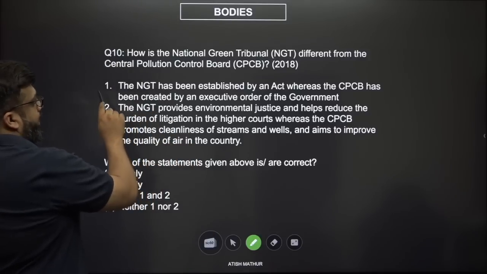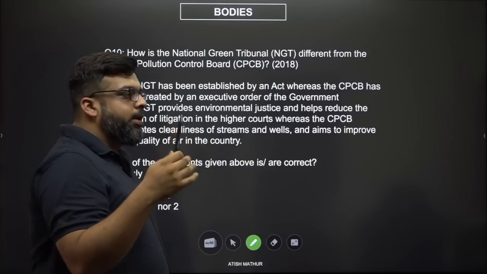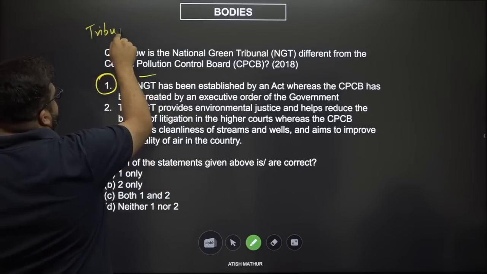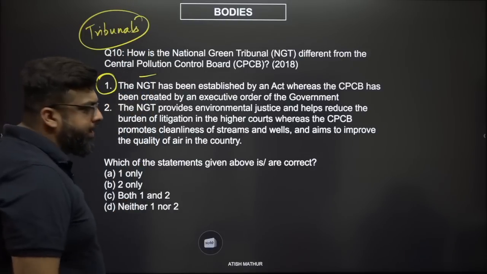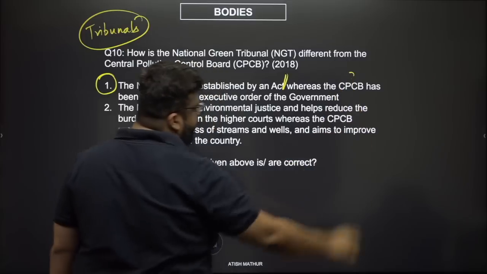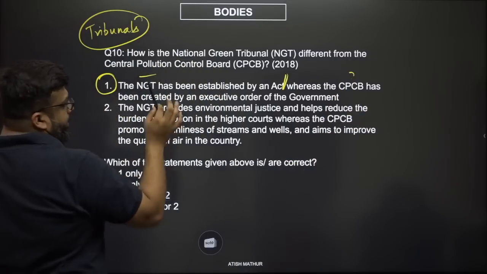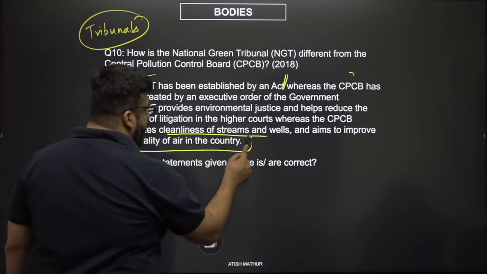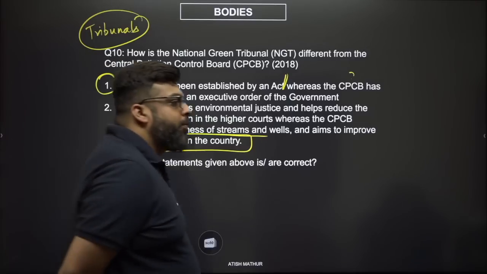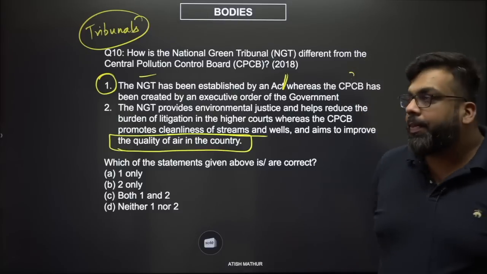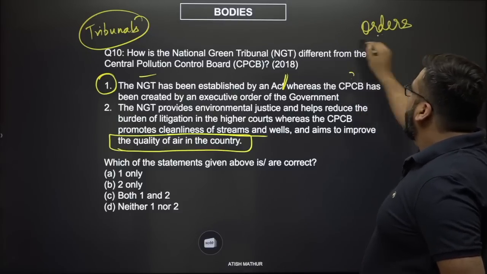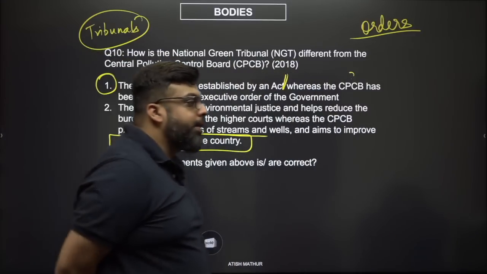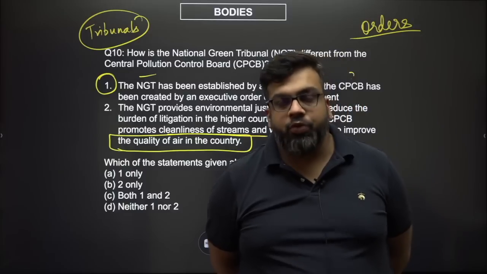See, this is factual, so you may or may not know whether the Central Pollution Control Board was set up by an executive order or not. NGT is a tribunal. Tribunals have to be authorized by an act because these are judicial bodies. They will not have the powers to adjudicate otherwise. So the first half of it is definitely correct. The second half seems to be a problem. Now see, the question itself tells you the Pollution Control Board is supposed to promote cleanliness of streams and wells and aims to improve the quality of air in the country. Now, if you have to improve the quality of air, will you not have the powers to issue certain orders? Will you not have the powers to issue certain guidelines? Will you not have the powers to issue some form of regulatory rules and procedures?